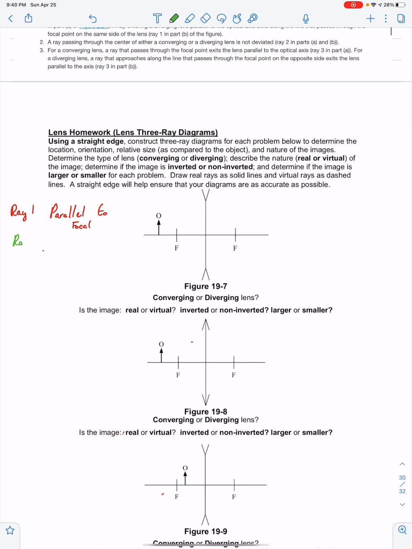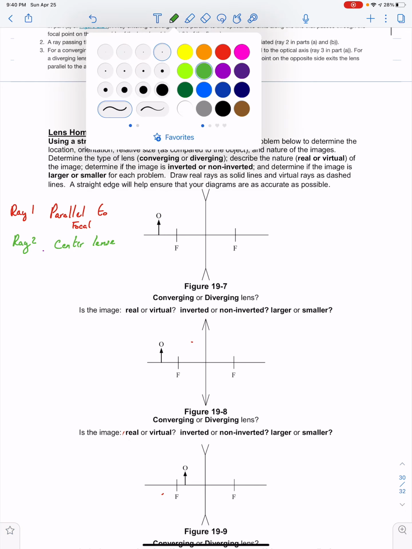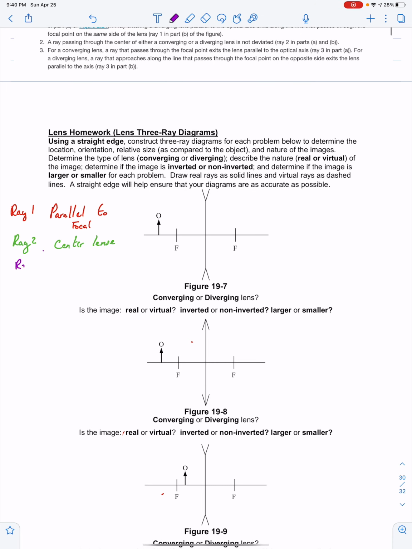Ray 2, center of lens. Perfect. That's the easiest one. And then ray 3, focal to parallel.